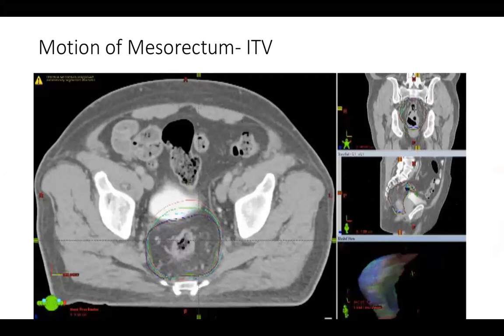The important thing to understand is, like we said, that we need an ITV because the mesorectum moves. Depending upon which day you have decided to take a scan, from your planning scan it can move anteriorly around 1 to 1.5 centimeters, and both laterally as well as craniocaudally. So adequate margins are required, or else you need IGRT if you want to treat it, so that we don't miss the target with IMRT.